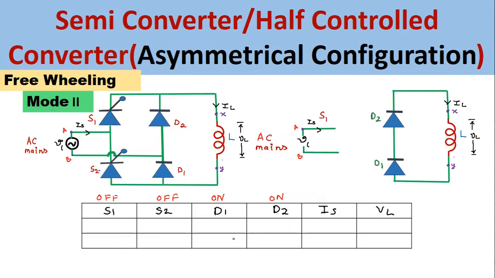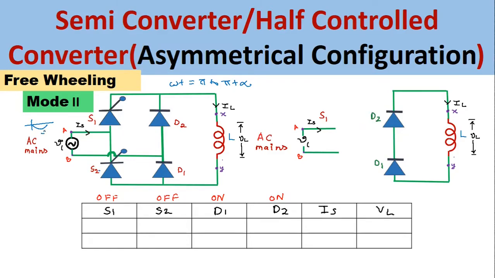The next mode is mode number 2. This mode occurs from omega t equal to pi to omega t equal to pi plus alpha. Mode number 2 occurs in the negative half cycle of the AC input signal, from the instant omega t equal to pi plus alpha, in which freewheeling occurs through diodes D1 and D2.